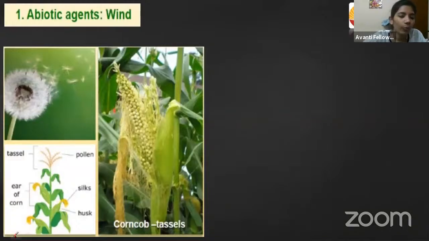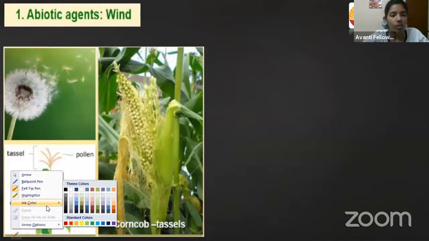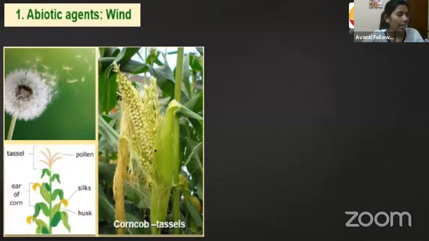First one is wind. How wind is going to be helpful for pollination, that we will study.